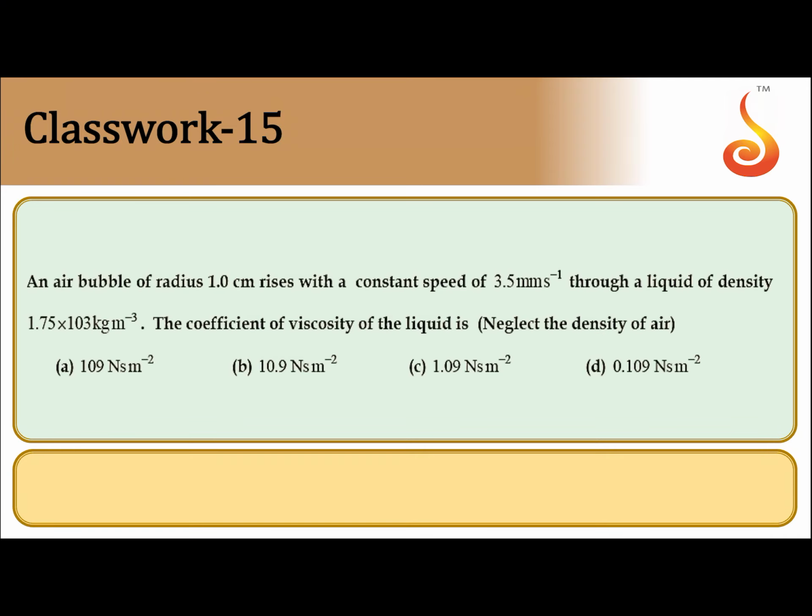15. An air bubble of radius 1 centimeter rises with a constant speed of 3.5 millimeter per second through a liquid of density 1.75 into 10 to the power of 3 kg per meter cube. The coefficient of viscosity of the liquid is, okay. So he says that it rises with a constant speed. That means it is moving at terminal speed.